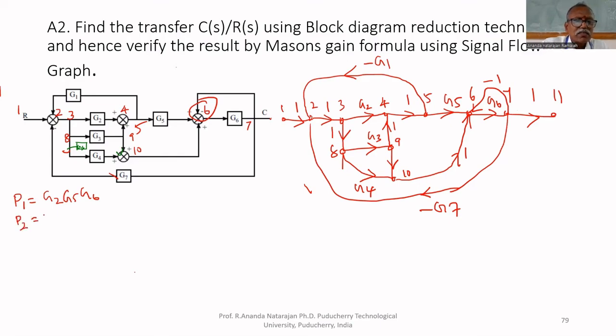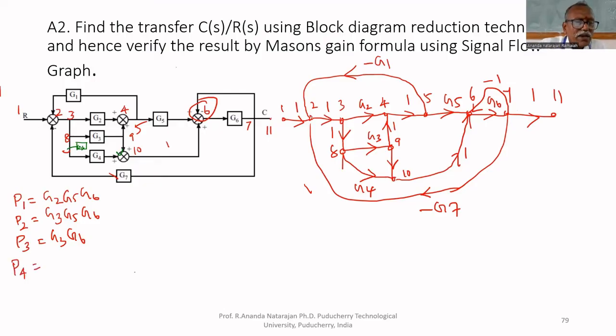Therefore, second forward path is G3, G5, G6. Third forward path, you can come down here. G3, there are two paths. One goes up, another one goes down. Therefore, G3, G6 is another forward path. What is the path? 1, 2, 3, 8, 9, 10, 6, 7, 11. That is one path. G3, G6. That's all. P4, another forward path.